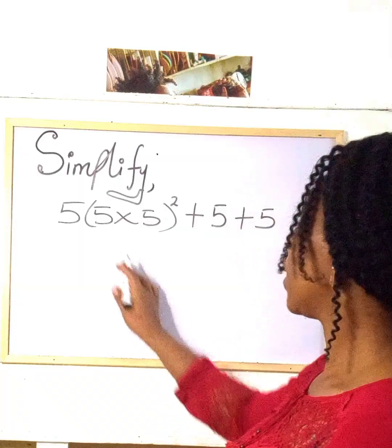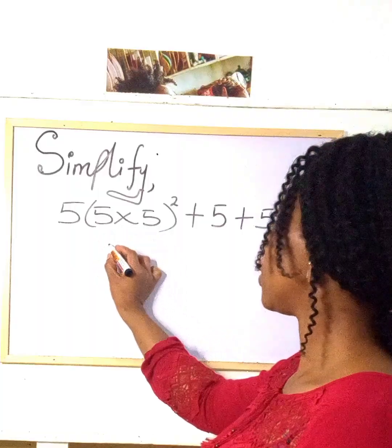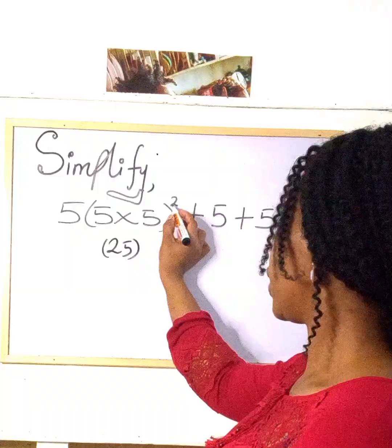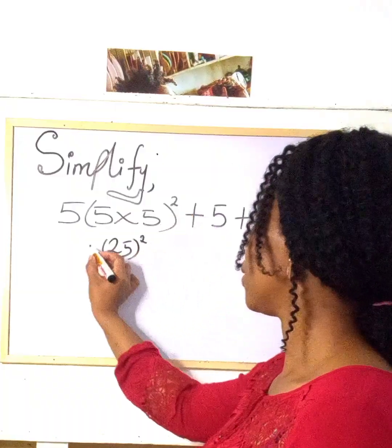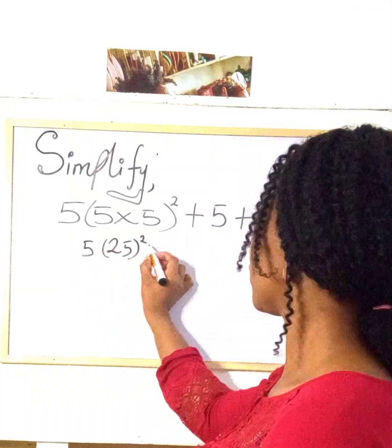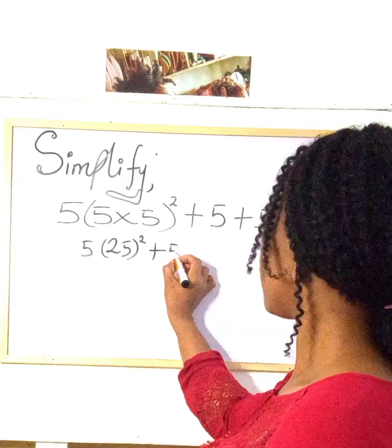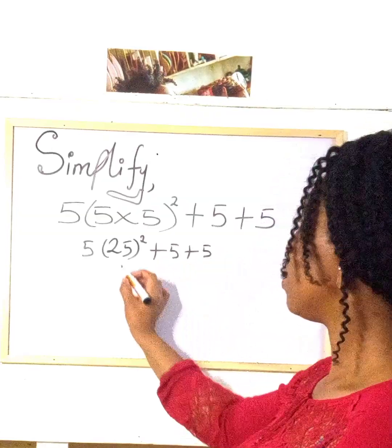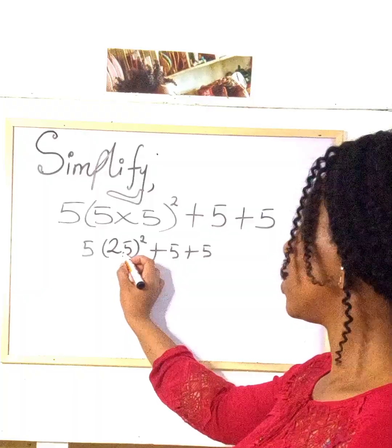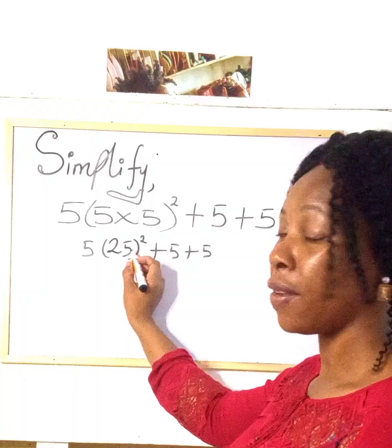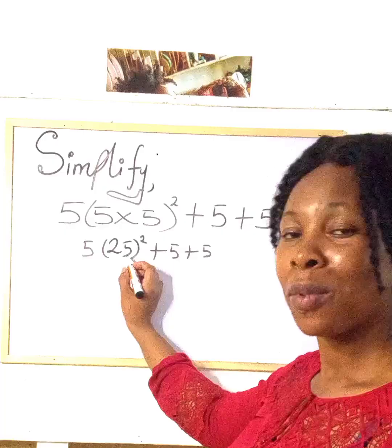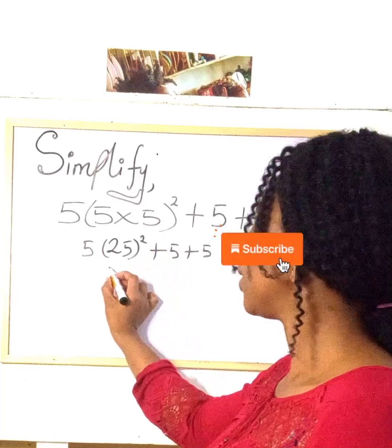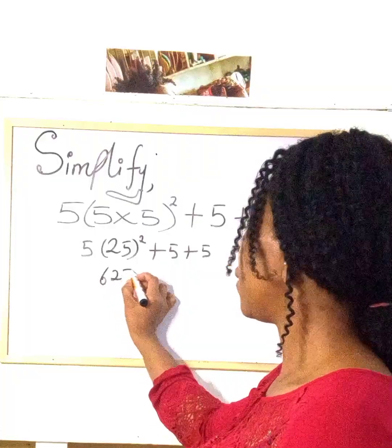So 5 times 5 is 25. This power here, square, plus 5 plus 5. The power of 25, what I mean is 25 squared will give you what? 625.